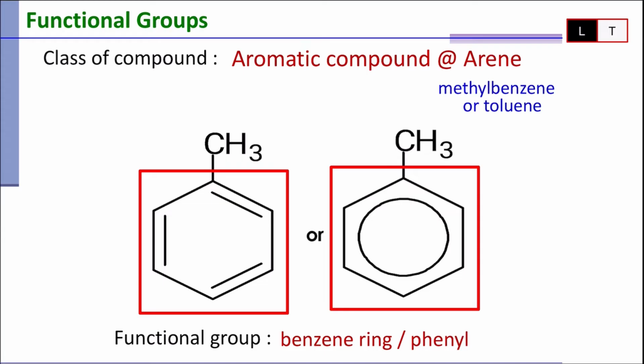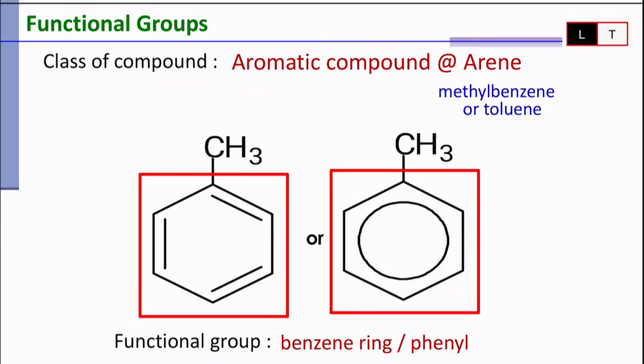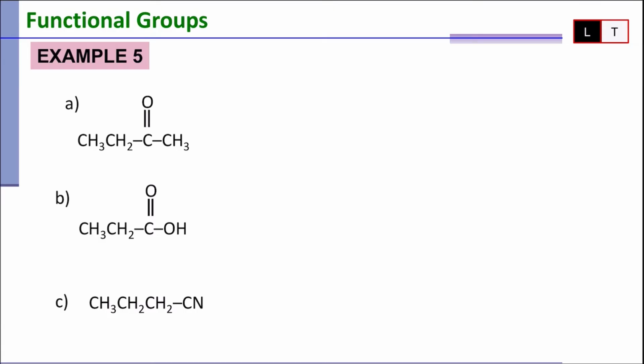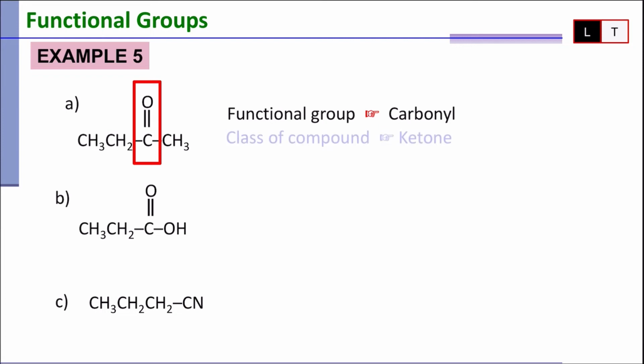Now, let's try the examples. So we have example 5. So untuk A, awak akan circle the functional group as big as you can find out. So for this one, we just only got C double bond O here. So the name of the functional group is carbonyl. And the class of compound is ketone because we have alkyl group attached to C double bond O.